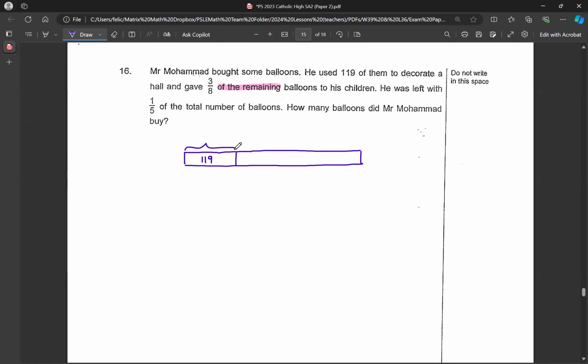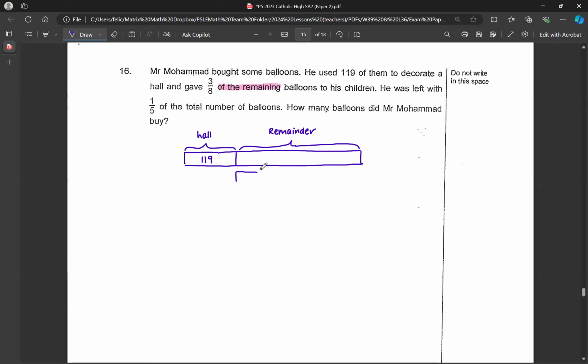This is for hall decoration. So label all these things. And finally, you can go on to label your remainder and give 38 of the remaining. So obviously your remainder has to be this part here. What he did with this remainder is 3/8. He gave 3/8 of the remainder to the children.